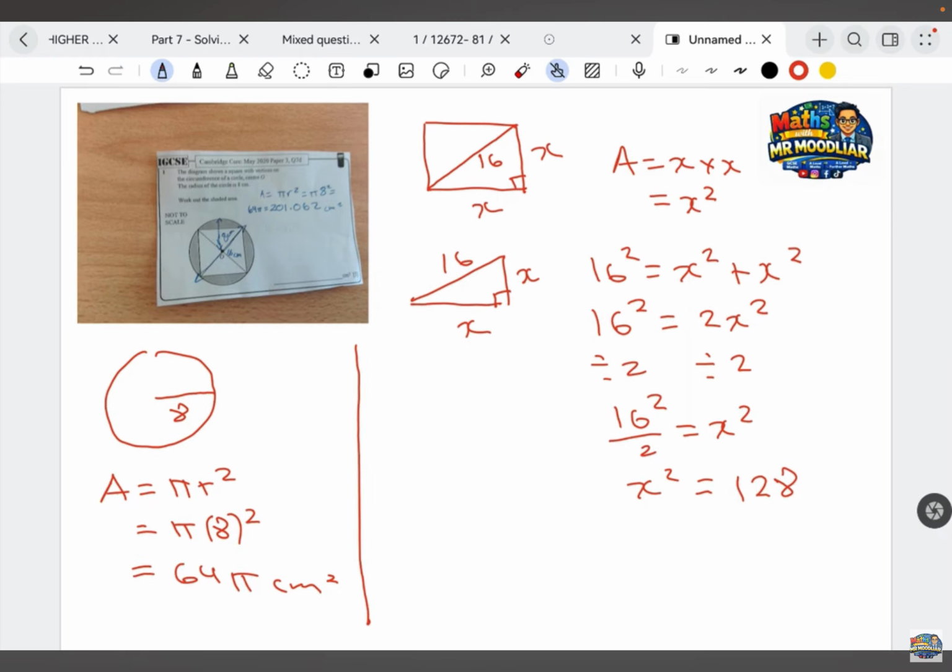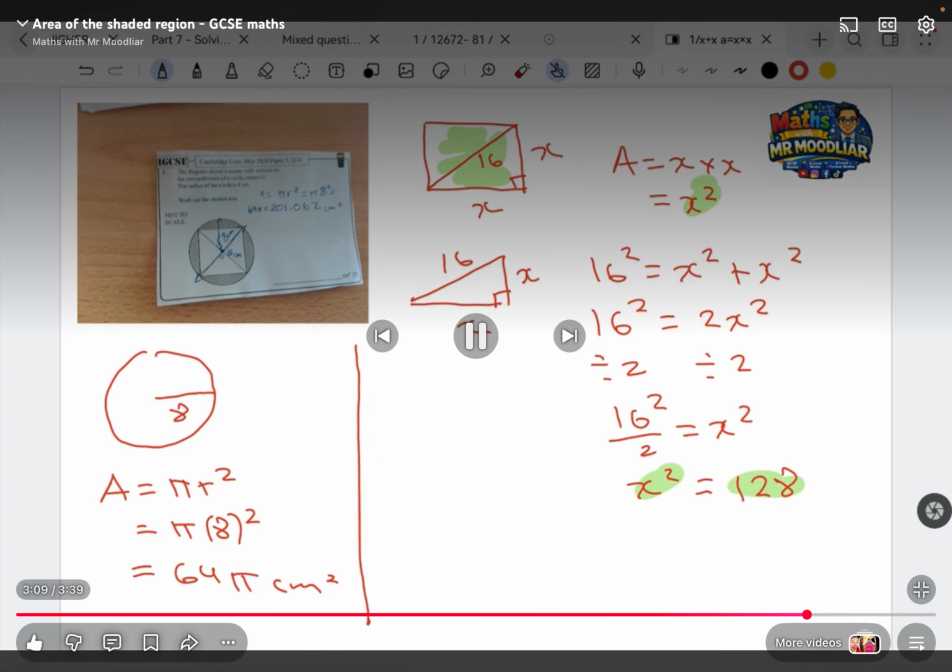The area of that square is x squared. We don't have to work out the value of x now, because all we want right now is x squared. We'll just work out the value of x squared, which is 128. Magic, isn't it? But anyway, I want to work out the area of that shaded region now, which is going to give you 64.